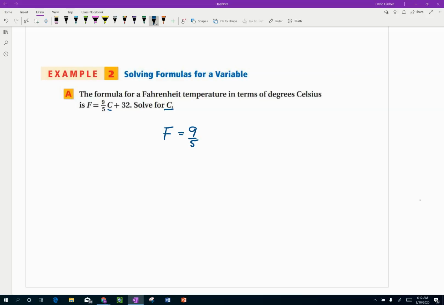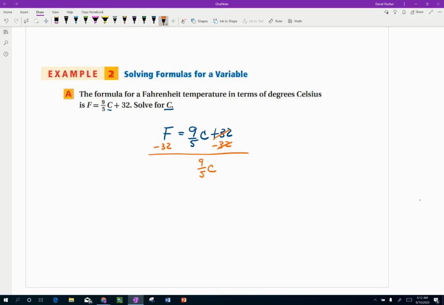9/5 C plus 32. Now just like yesterday, if I'm trying to get the C by itself, don't worry about the F. I do the opposite operations, working PEMDAS backwards. I want to do the minus 32 on both sides of the equation first. Over there they cancel, so I just have a 9/5 C.